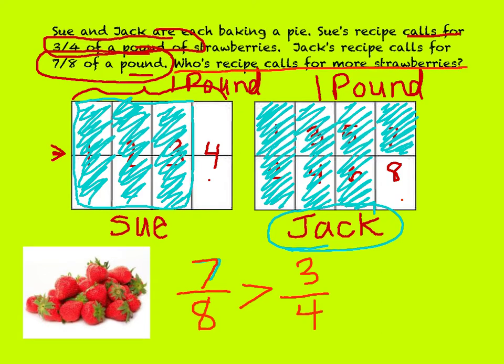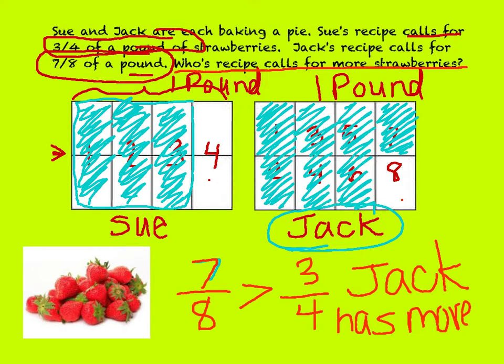But we have to make sure we answer the question. It did not ask for this. It asked for who. So it's Jack has more strawberries. There we go. Very good. That'll be it.